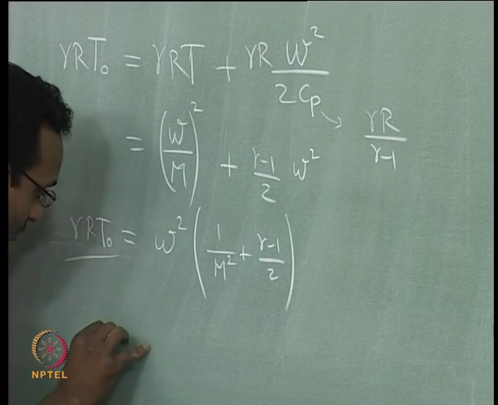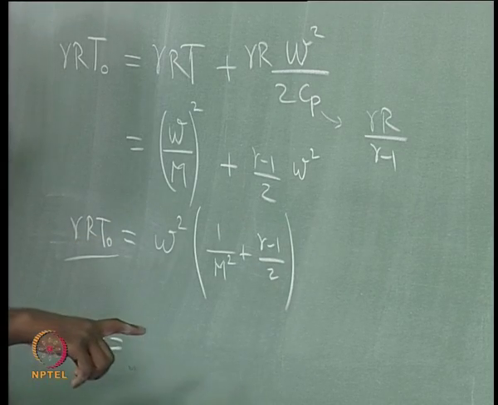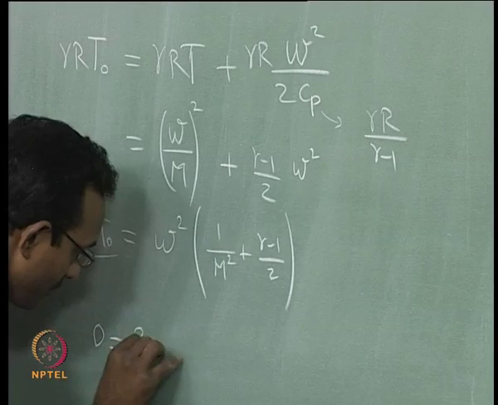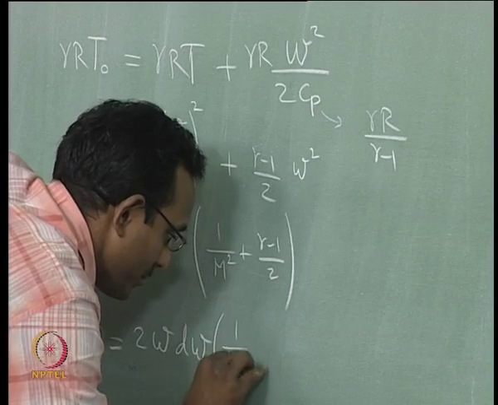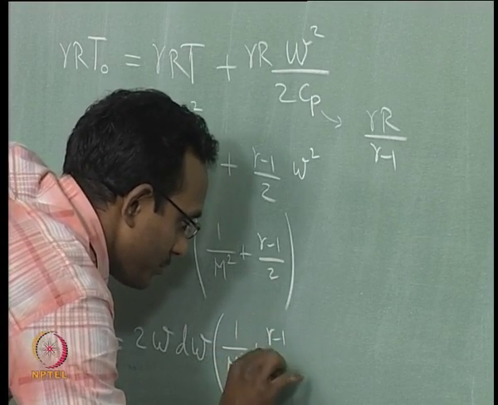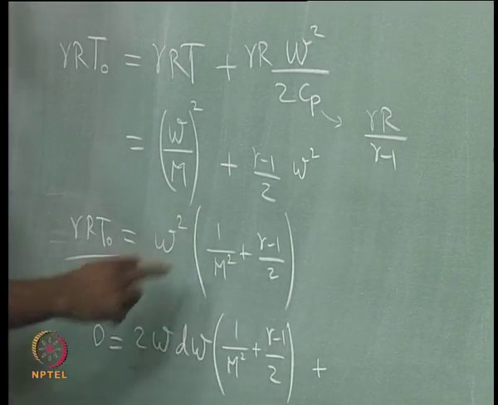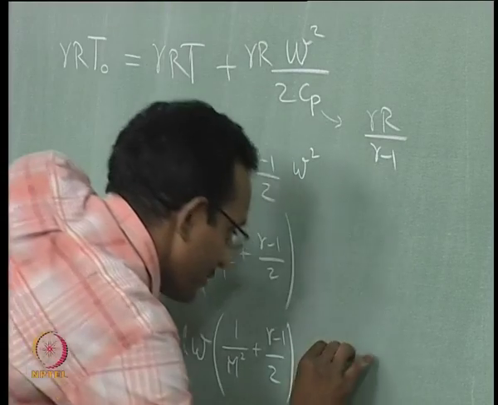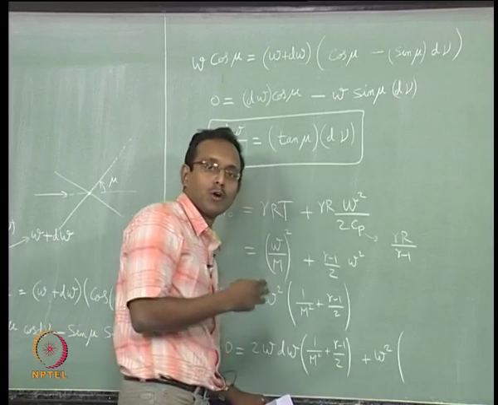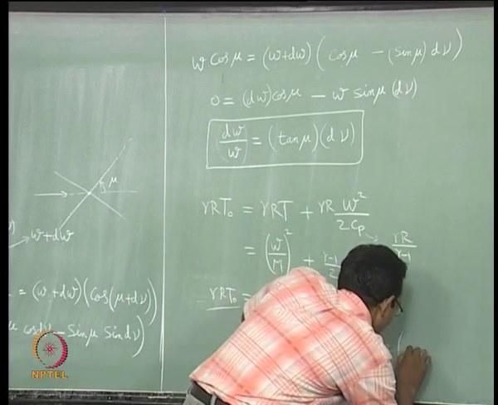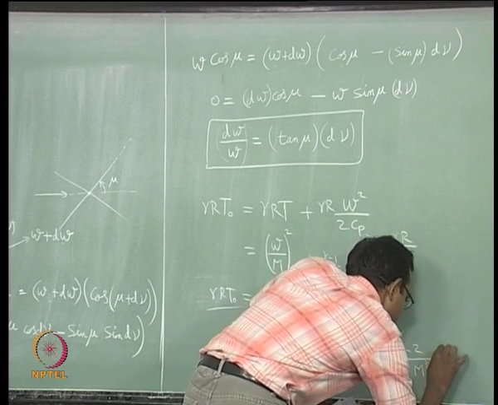So it is going to be 0 equal to, when I differentiate this term I will keep this bracket constant. So that is going to be 2w dw times this whole bracket 1 by m square plus gamma minus 1 by 2, plus differentiation of this term multiplied by w square into 1 by m square differentiation, m power minus 2 will be minus 2 m power minus 3. So, it will be minus 2 by m power 3 dm.